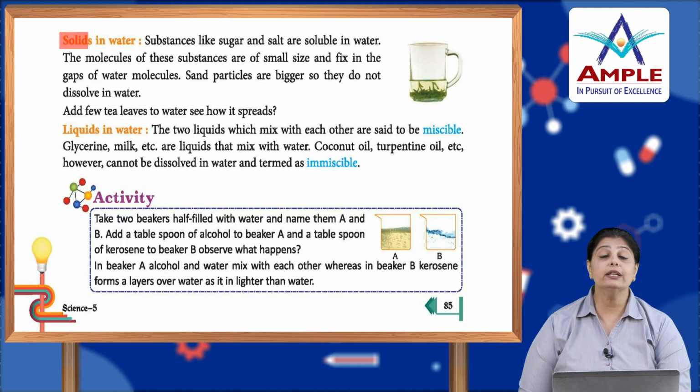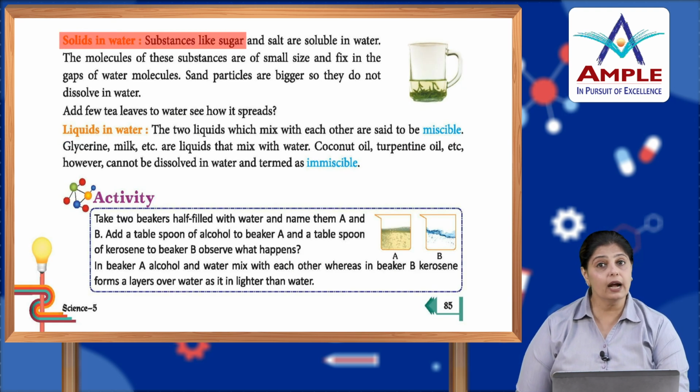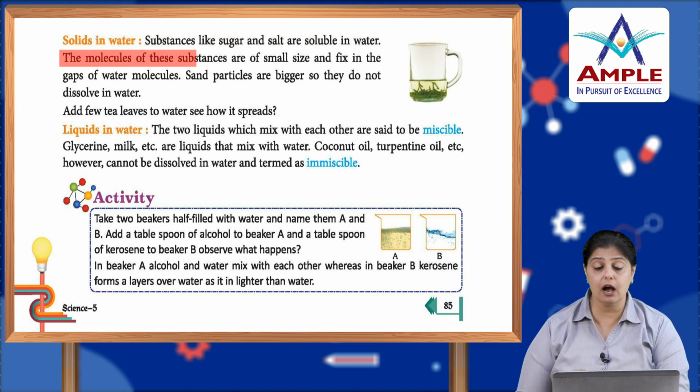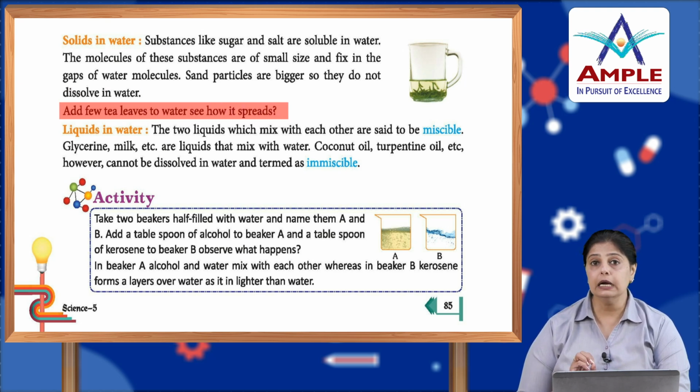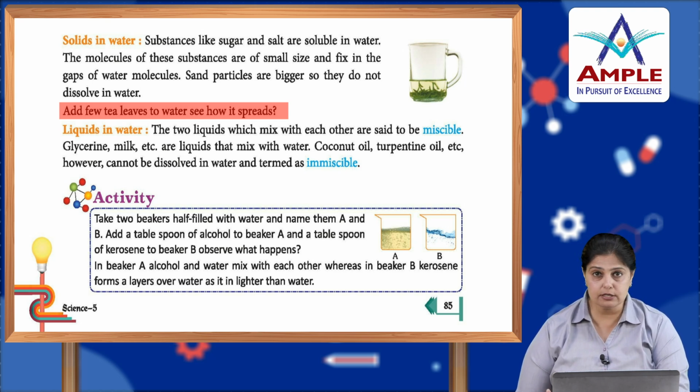Now, solids in water. Substances like sugar and salt are soluble in water. Molecules of these substances are of small size and they fit in the gaps of water molecules. Whatever gap they find in the water molecules, they fit themselves in that, and then they get dissolved in it. Sand particles are bigger, so they do not dissolve in water. Now, add a few tea leaves to see what happens. Again, they will also settle down, they will not dissolve.